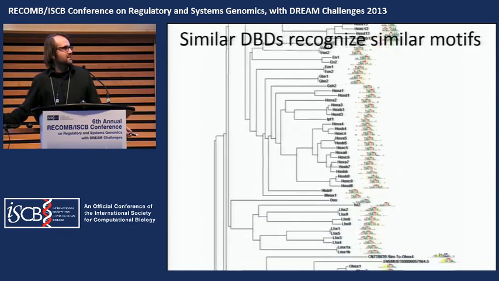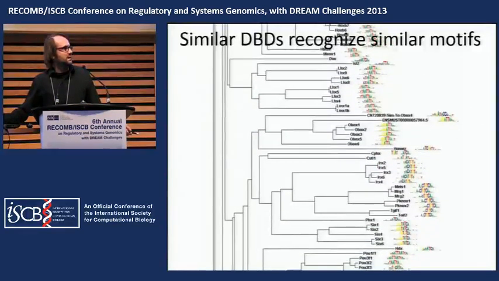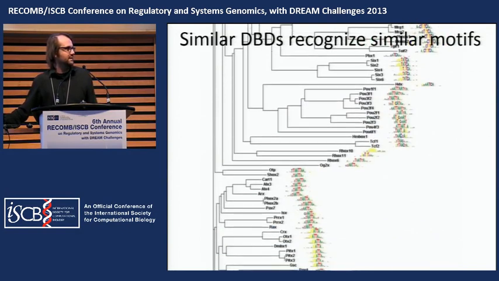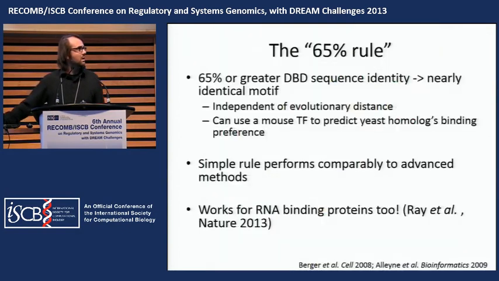With very rare exceptions, there seem to be these pretty strong rules where if you cluster together based on your protein sequence, you're going to recognize essentially an identical motif. That led to the idea, called at the time the 65% rule, which means if you take a pair of proteins and align the amino acid sequences in their DNA binding domains, if it's greater than 65% identity, then you're going to have a nearly indistinguishable motif.